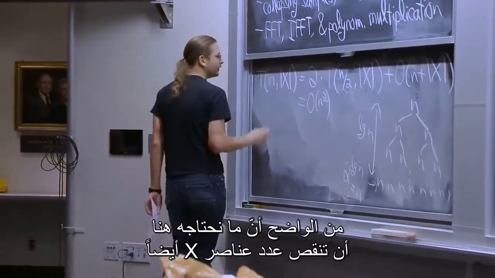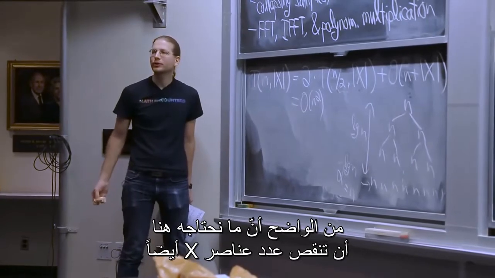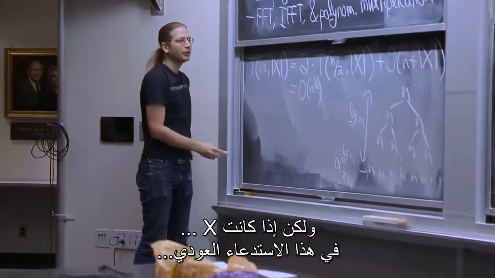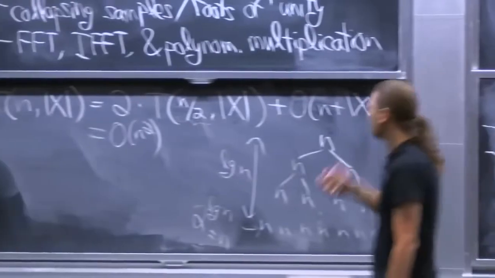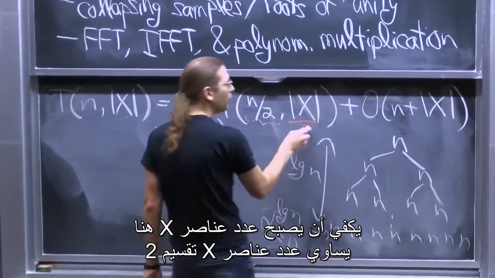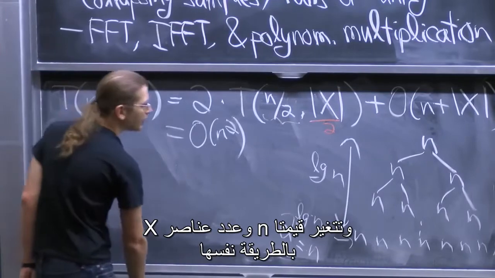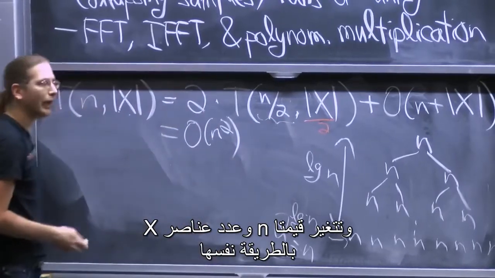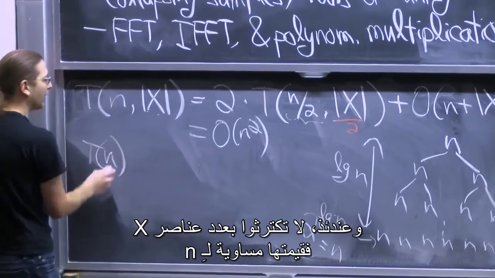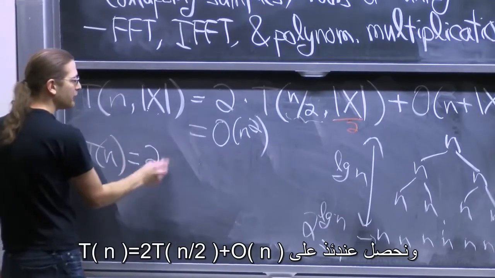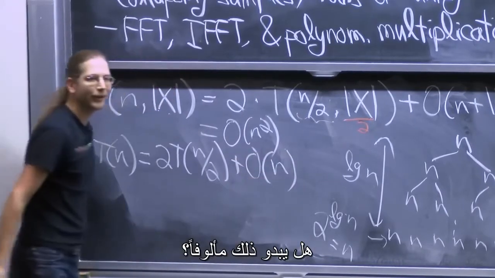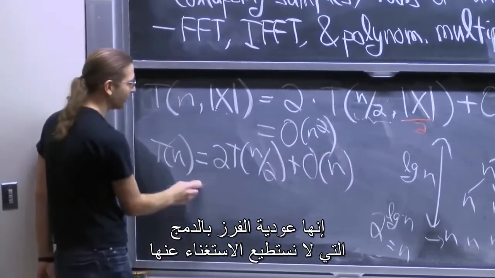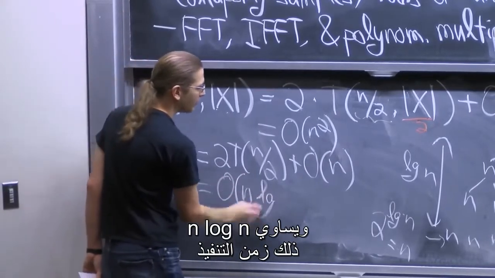Clearly what we need is for x to get smaller too. Right? If in this recursion, let me in red draw the recursion I would like to have. If x became x over 2 here, that's the only change we need. Then n and x change in exactly the same way. And so then we can just forget about x. It's going to be the same as n. Then we get 2 times T of n over 2 plus order n. Look familiar? It is our bread and butter recurrence, merge sort recurrence. That's n log n. That's what we need to do.